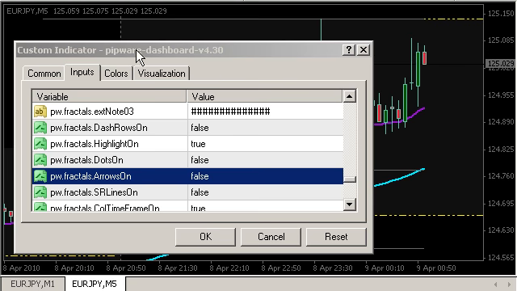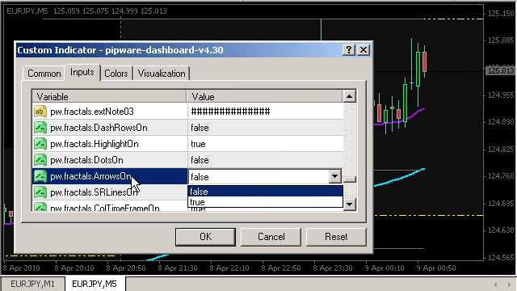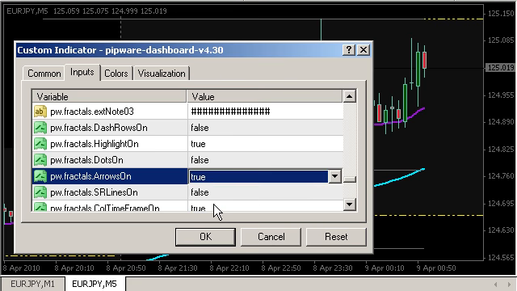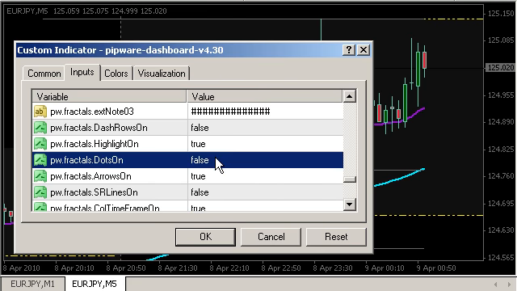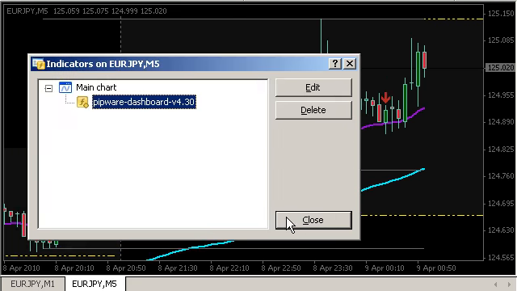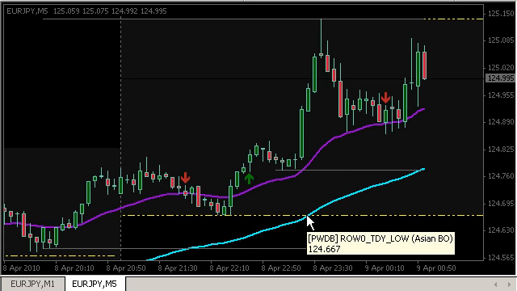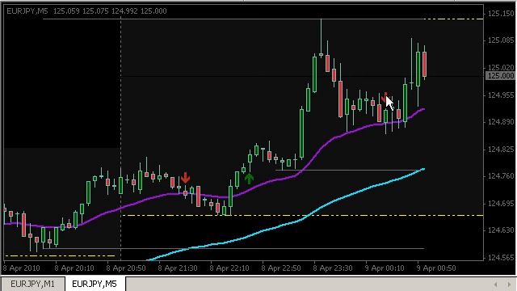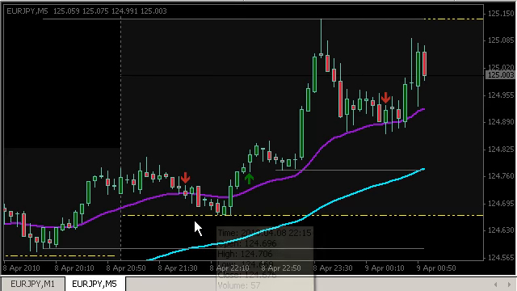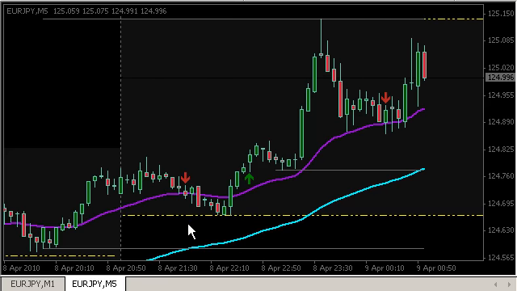Now, on the dashboard, we have got a setting here to turn arrows on for each of those occurrences when they occur. So if we turn that on, we get that showing up for us. So this can aid us for the best place to enter, possibly.